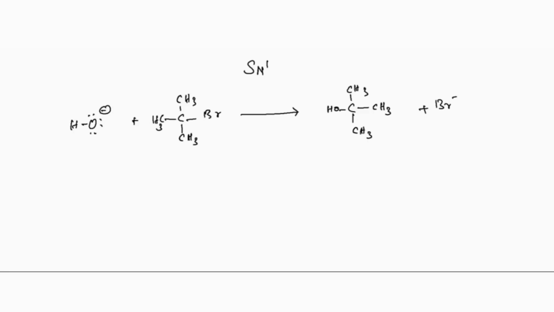What are the key points we learned in the factors affecting the rate of the SN2 reaction? We discussed 4 factors: the nature of the alkyl halide, the nature of the nucleophile, the nature of the leaving group, and the nature of the solvent. In the nature of the alkyl halide, we learned that a tertiary alkyl halide is very difficult to undergo the SN2 reaction. So this is a tertiary alkyl halide.